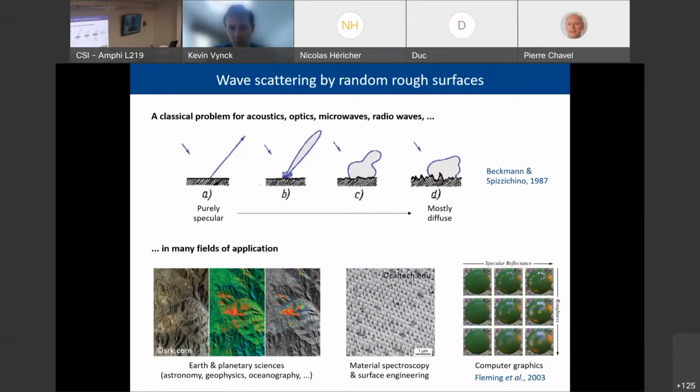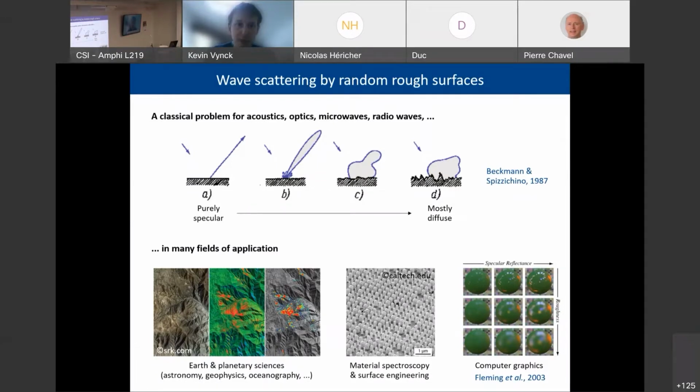So if you want to study, if you want to get some information on the texture of a material, for instance, you can use this kind of approach as well. But you can think of the problem the other way around. That is, you may want to try to engineer the surface texture to obtain some specific properties.